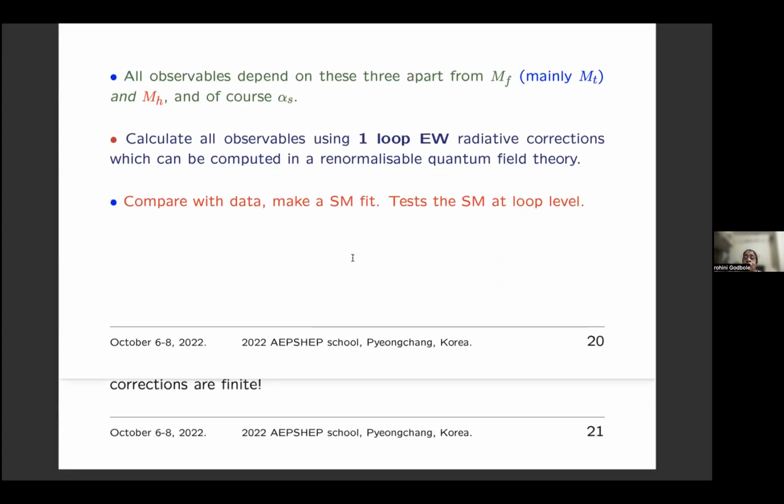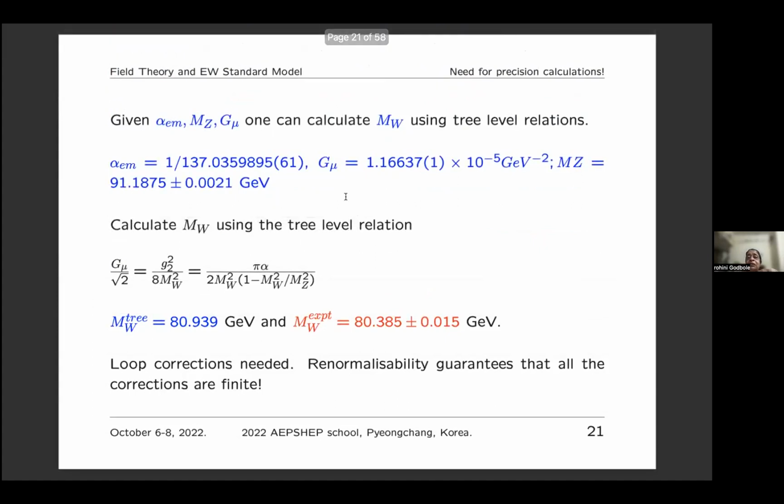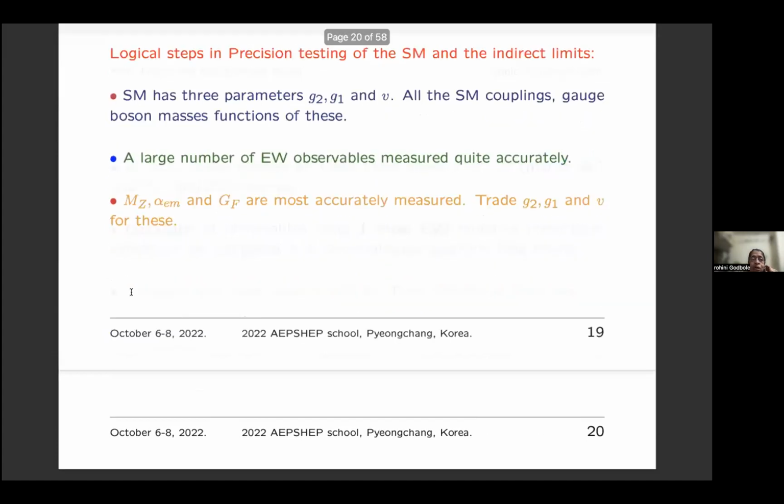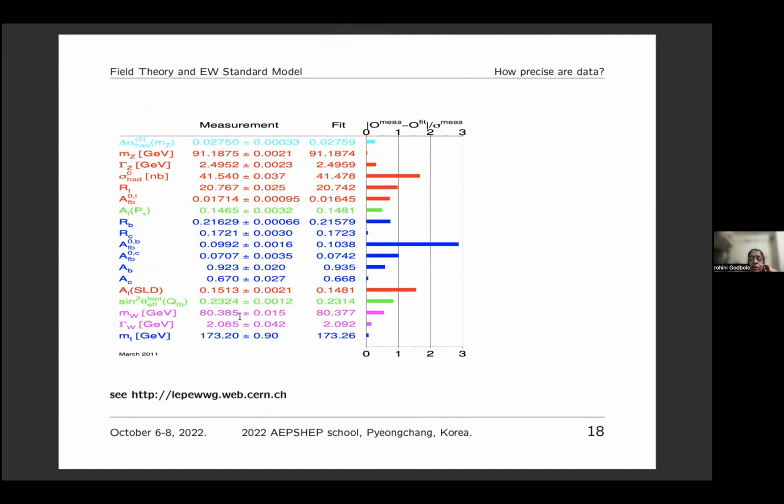And now you make a fit. Let me give the meaning of the fit. So let's take alpha EM, MZ, and G mu as your input parameters, make a fit, and then find what is the fit value for MW. So the fit value of MW, from this plot you can see here, is 80.385. This is the central value, and this is the sigma.